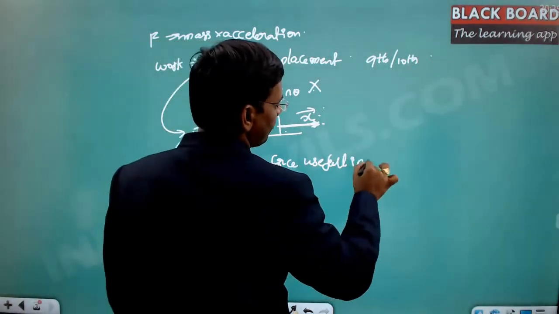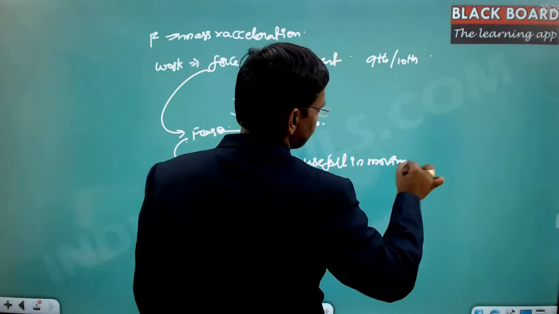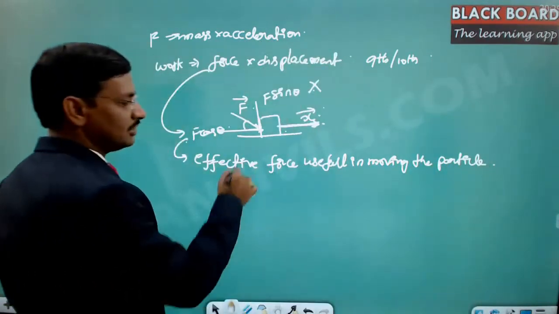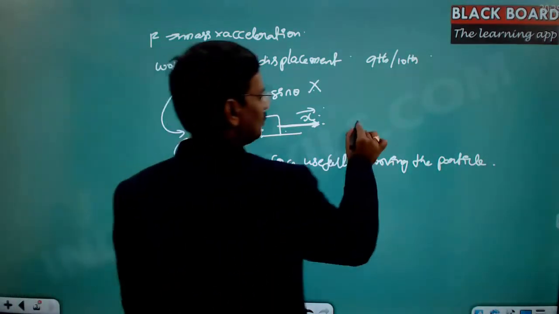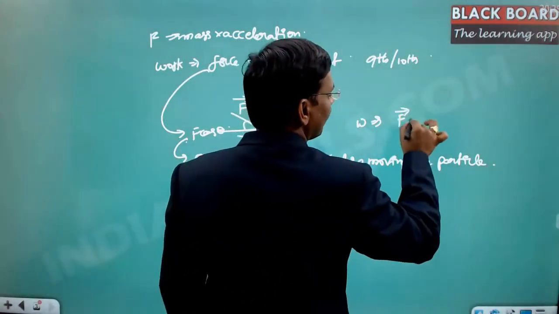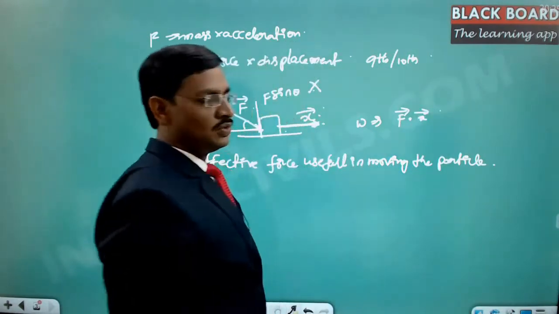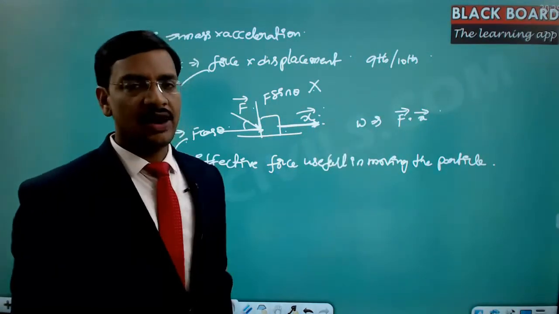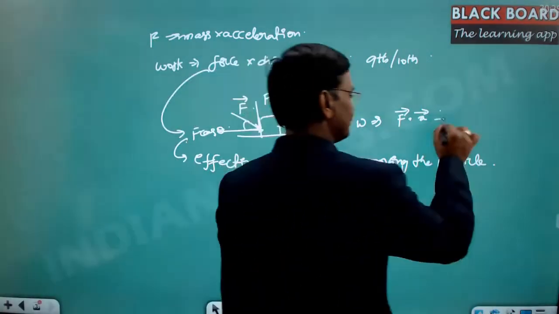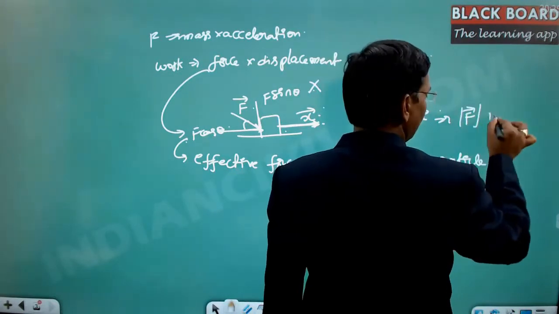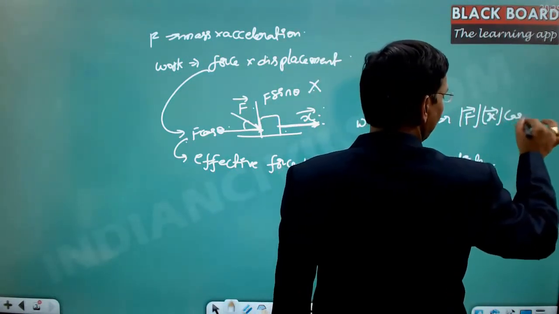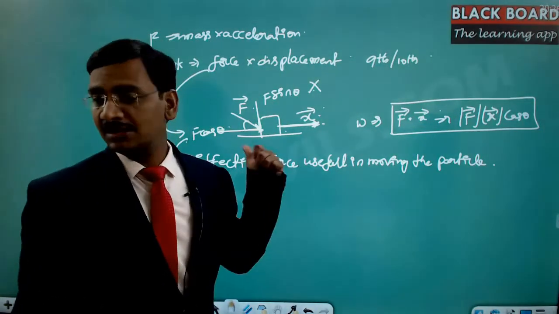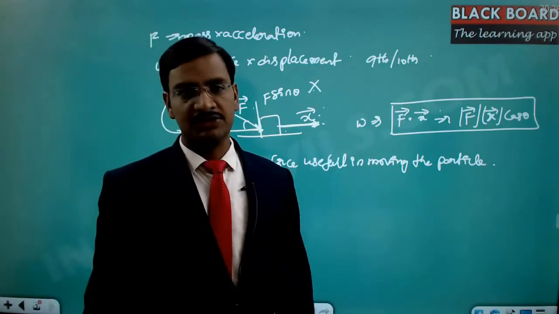Useful in moving the particle. Right? So hence, when we talk about work at this stage, work is nothing but F dot X. So this is how you state the work. You don't simply multiply the force and displacement. Rather, we say there is a dot product between these two, which essentially says this is F and X cos of the angle between these two. This is the effective work done if you apply a force and the force is moving the particle from one location to another location.